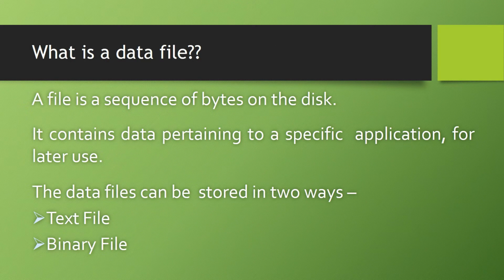What is a data file? Data files are defined as a collection of logically related data, or we can say a file is a collection or sequence of characters that are stored on disk. There are two types of data files that can be used in file handling of programming languages. They are text file and binary file.